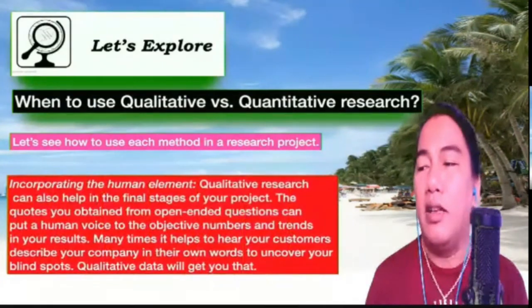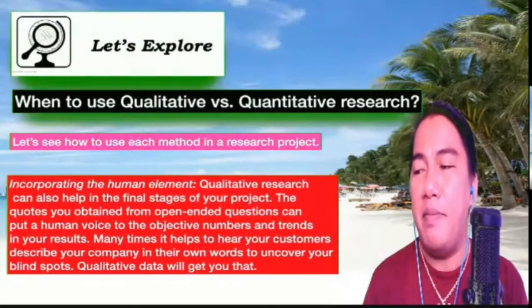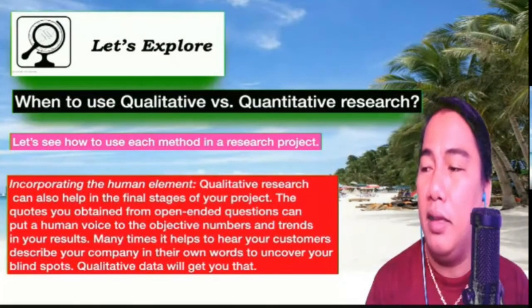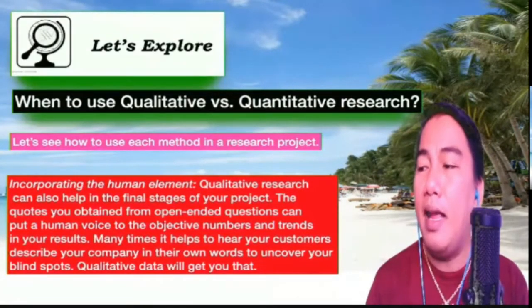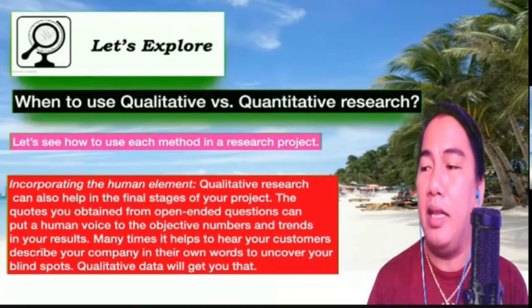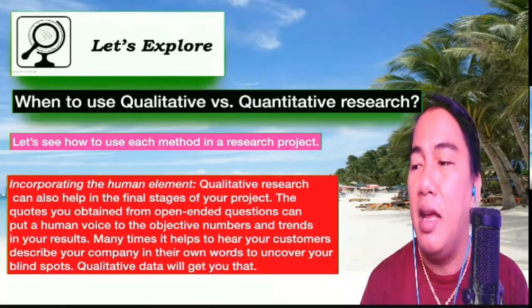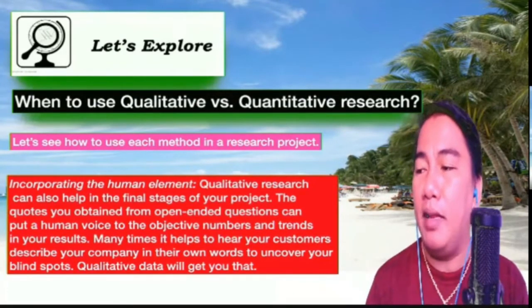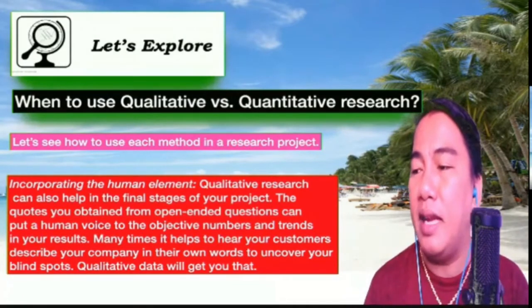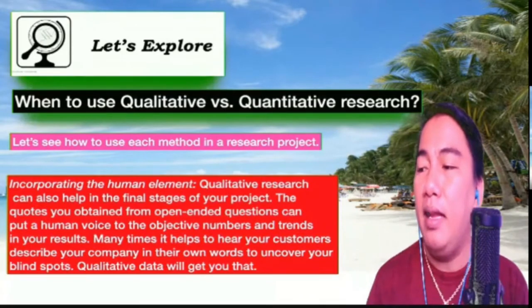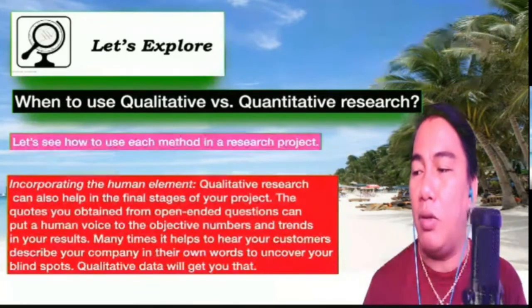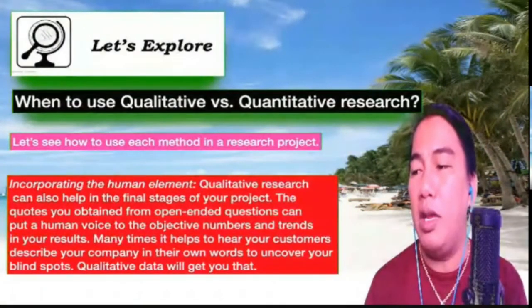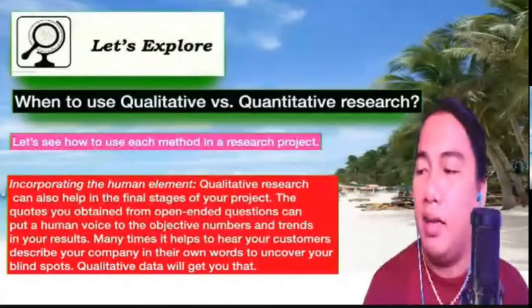Okay, incorporating the human element. Quantitative research incorporates the human element. Qualitative research can also help in the final stage of your project. The quotes you obtain from open-ended questions can put a human voice to the objective numbers and trends in your results. Many times, it helps to hear your customer describe your company in their own words to uncover your blind spots. Qualitative data will get you that.